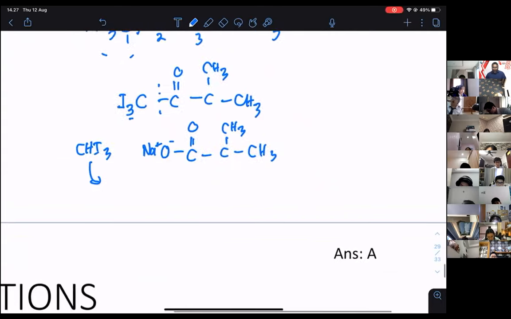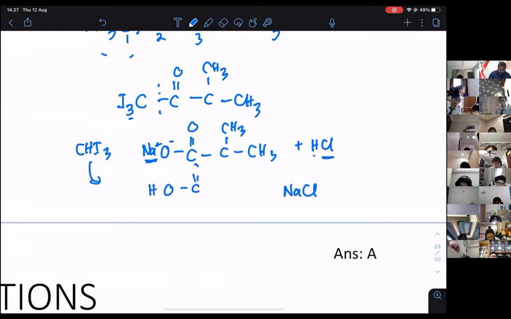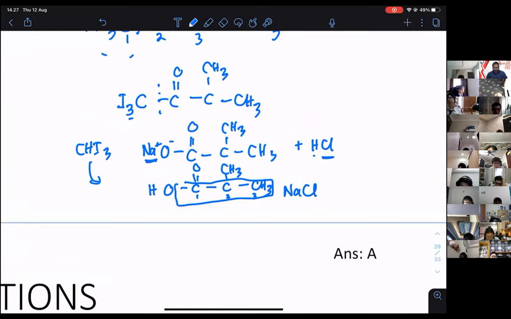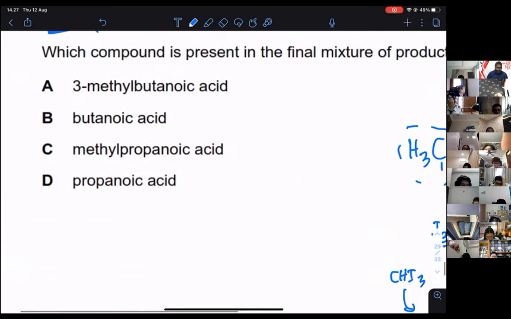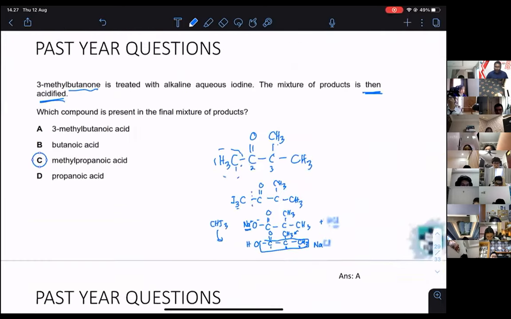Now, if you acidify this, it's like you are adding HCl. So what will happen? This Na will form NaCl, and the H will come here, so I am going to get a carboxylic acid. How do I name this carboxylic acid? This is carbon number one, this is carbon number two. This is a straight carbon chain, so it's going to be propanoic acid. So 2-methyl propanoic acid. I do not even need to put 2 there because the methyl cannot go anywhere else. So it's going to be methyl propanoic acid. That will be the answer. So you can get all this.